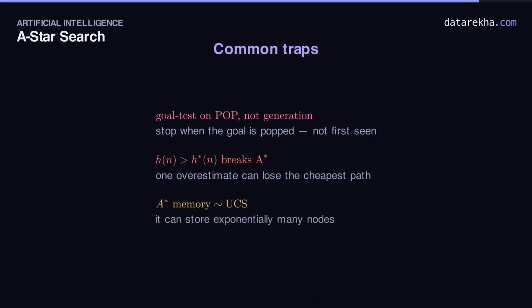Trap 3. A star is not magic on memory. Like uniform cost search, it keeps the whole frontier in the priority queue, which can grow exponentially. A good heuristic prunes work, but A star can still run out of memory on large problems. And trap 4. When two nodes tie on f, the tiebreak matters. It changes the expansion order. A common choice is to prefer the node with the smaller h, which pushes toward the goal. If a rule is given, use it. Otherwise, state your assumption.